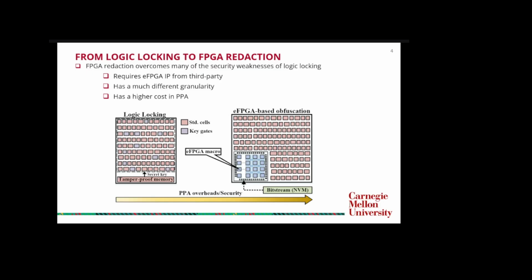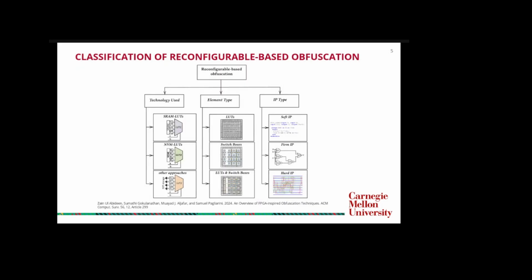The fact is that we have one type of reconfigurable logic, and there are many other types. We can also use reconfigurability in different ways and on different levels. Let's see how we can classify reconfigurable-based obfuscation, or REBO for short, on the basis of technology.